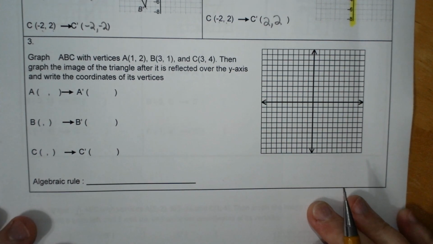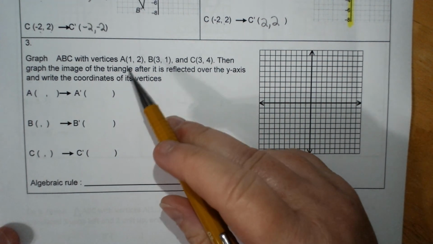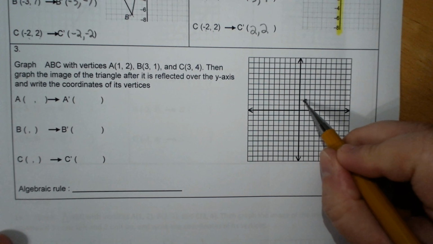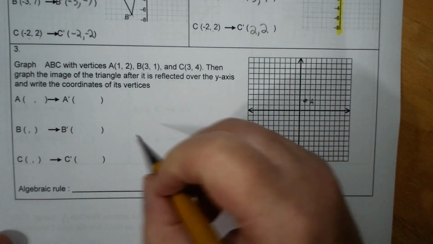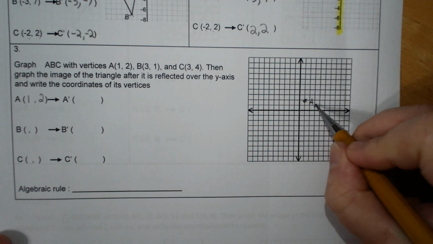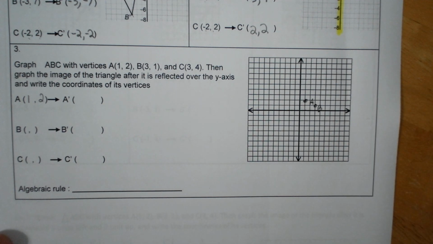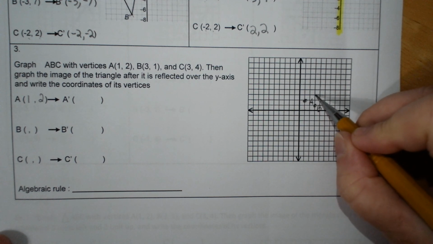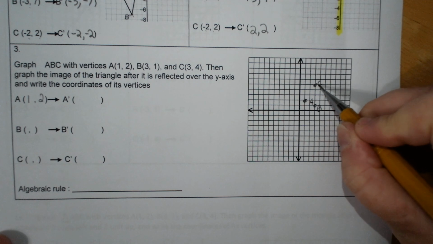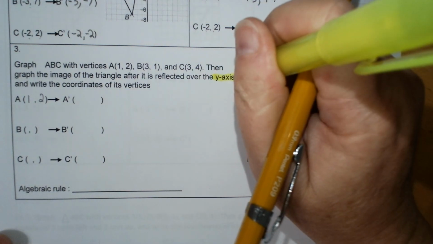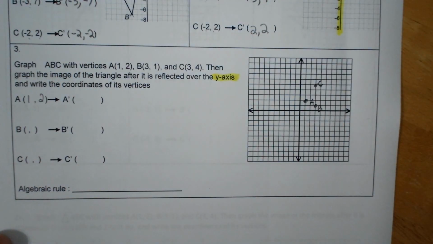Okay, graph ABC vertices. So I'm first going to have to graph. So 1, 2. 1, 2 is A. 3, 1 is B. And 3, 4 is C. Then graph the image of the triangle after it is reflected over the y-axis and write coordinates of the vertices.